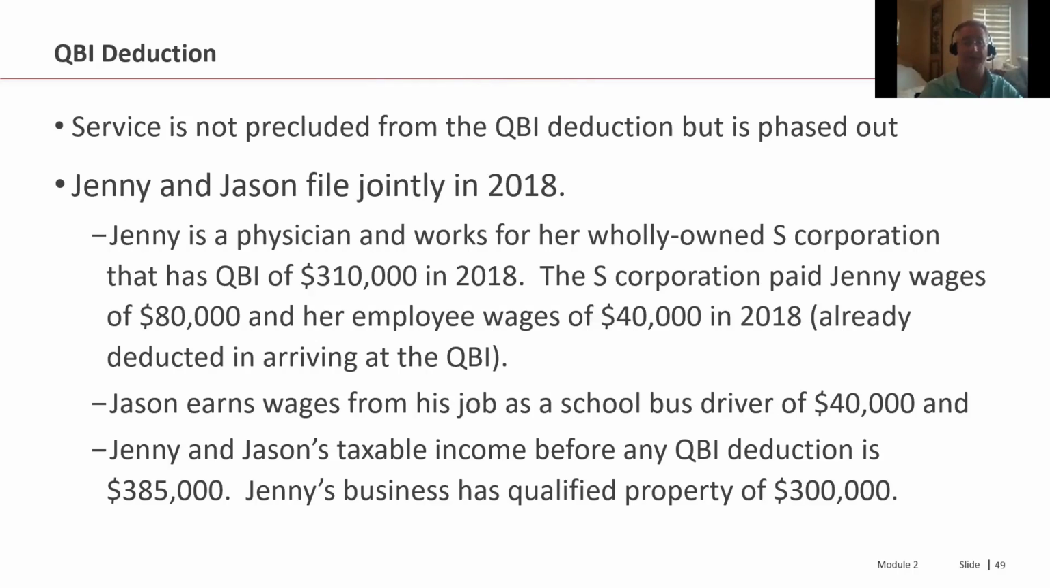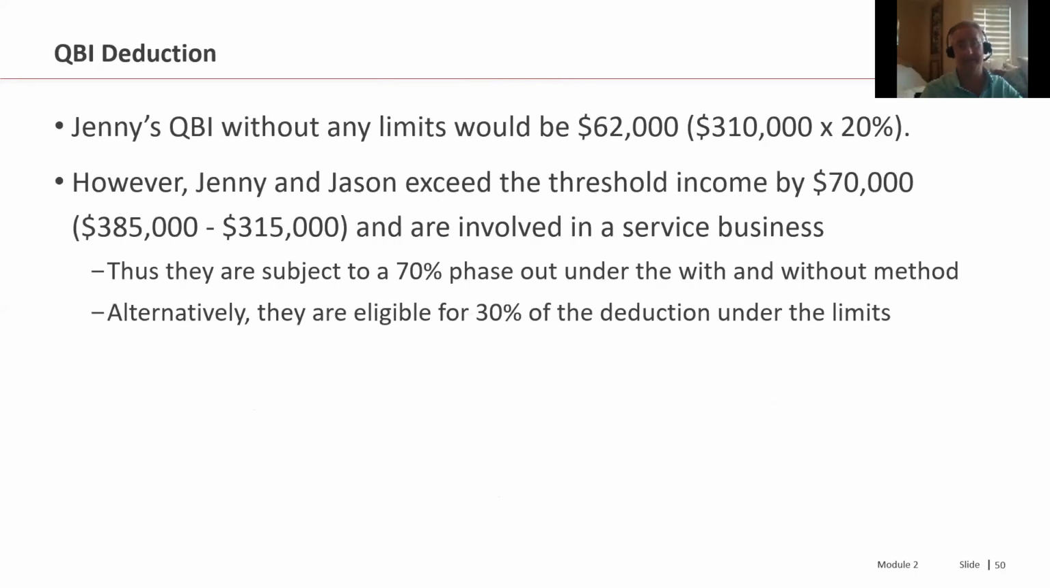We got to figure out what this is because not only are they above the limit, but they're a service business. Okay, so if we were to calculate her QBI without any limits, that's the easiest part. 310,000 was the QBI times 20%. That's 62,000.